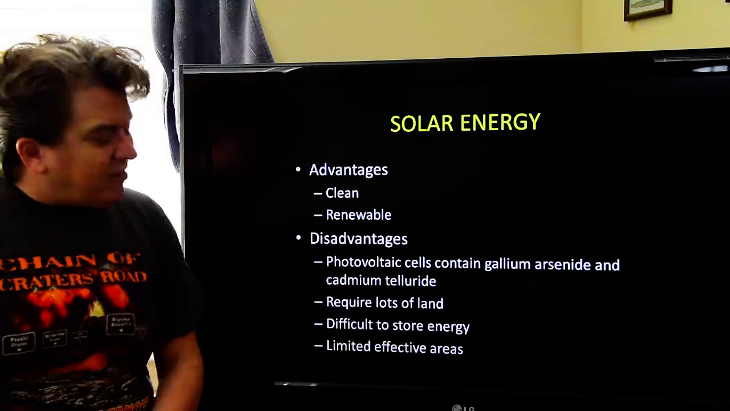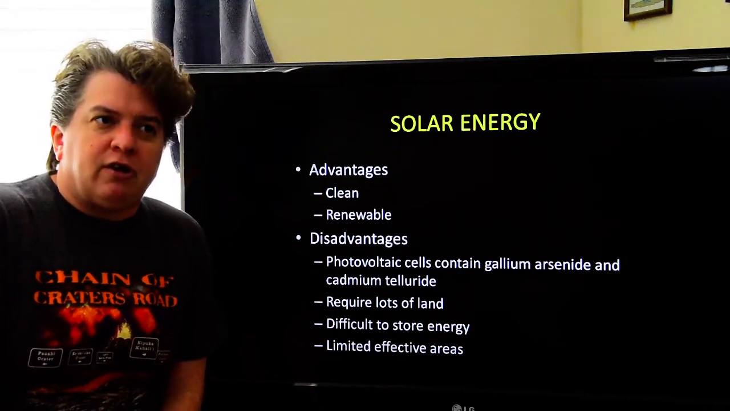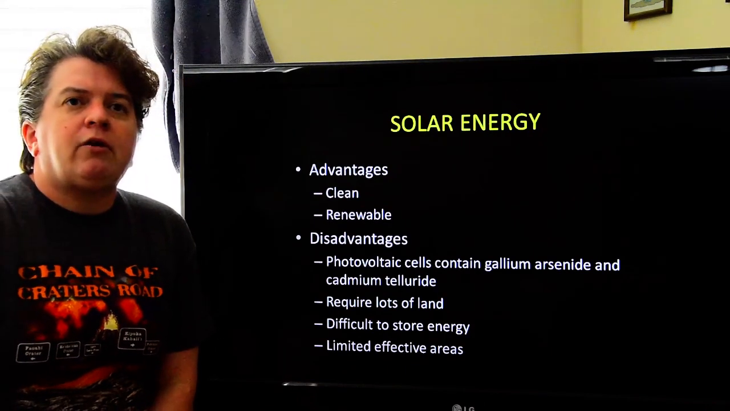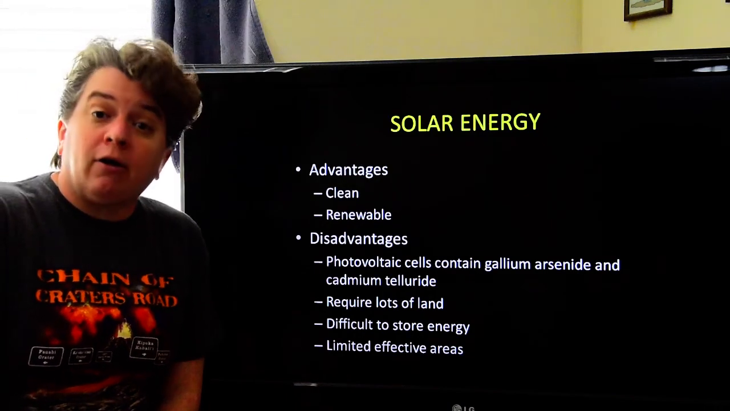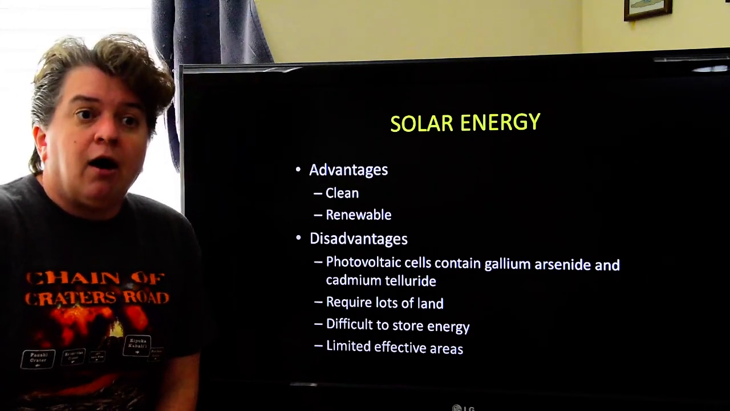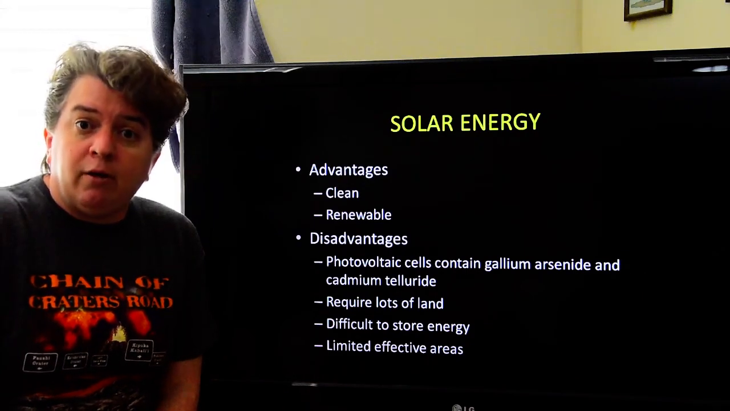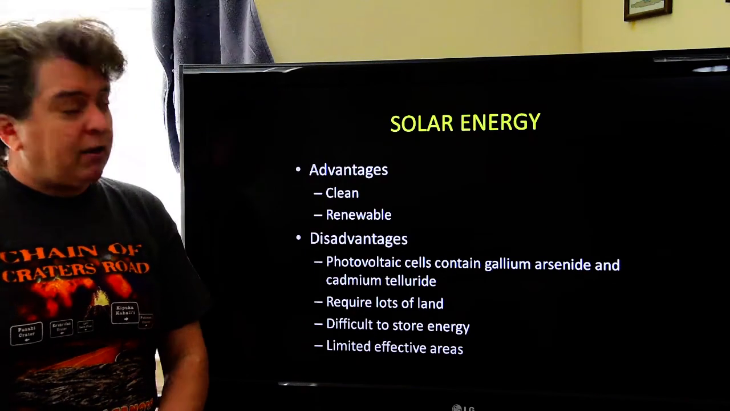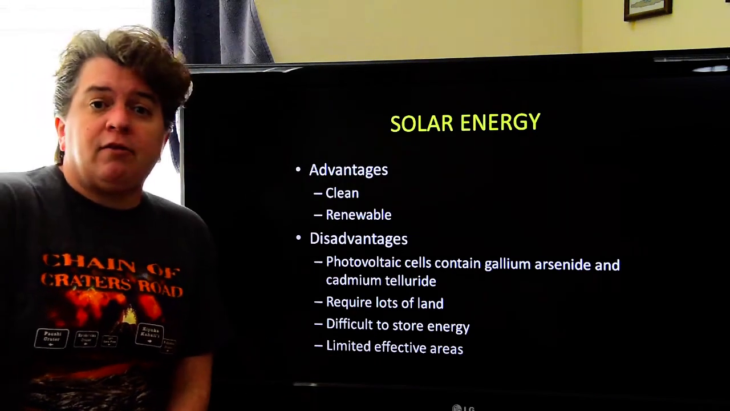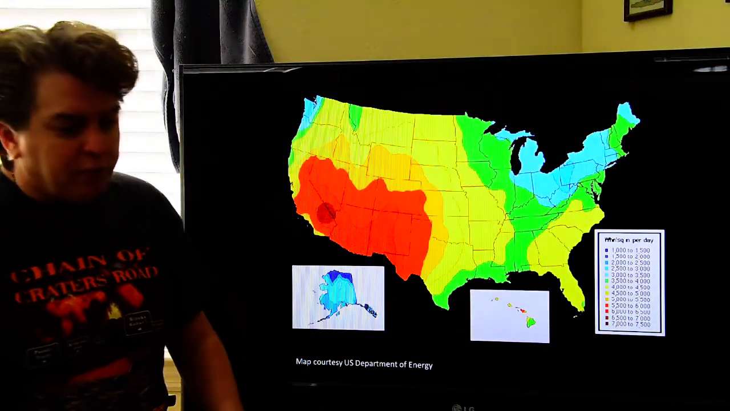A big problem is it's difficult to store energy. What we really could use are really good batteries. Battery technology's gotten better over the years, but it still could be improved even more. And then there's the other thing about solar energy. It is limited to certain areas. It's only really effective in parts of the world.